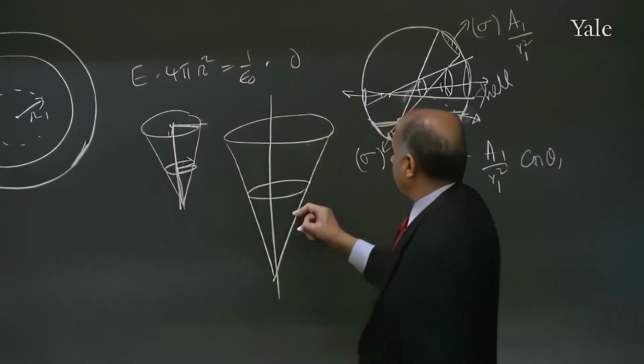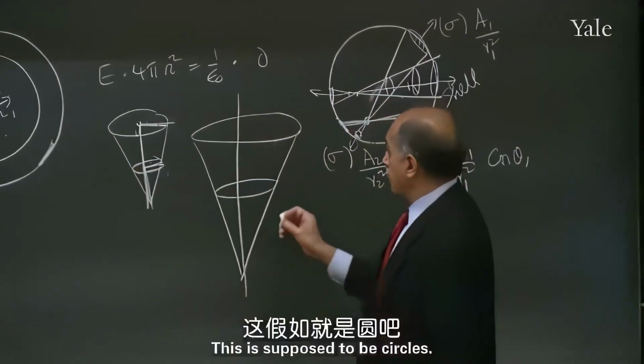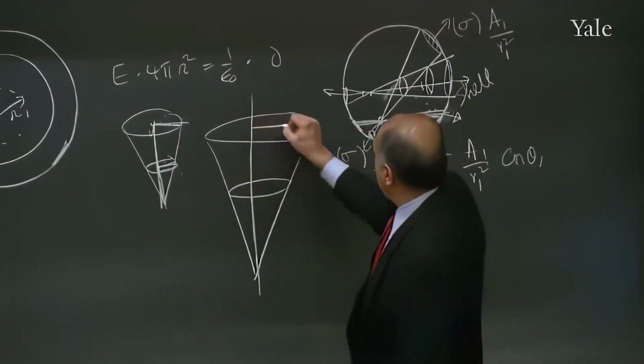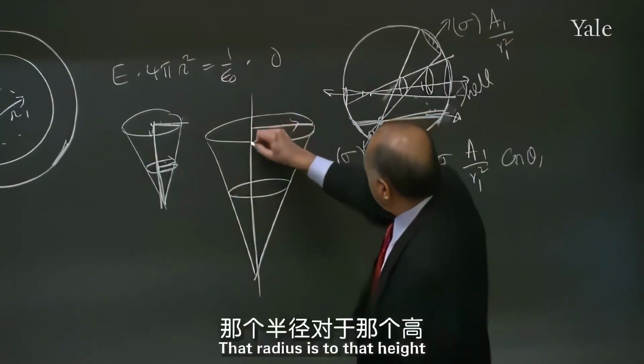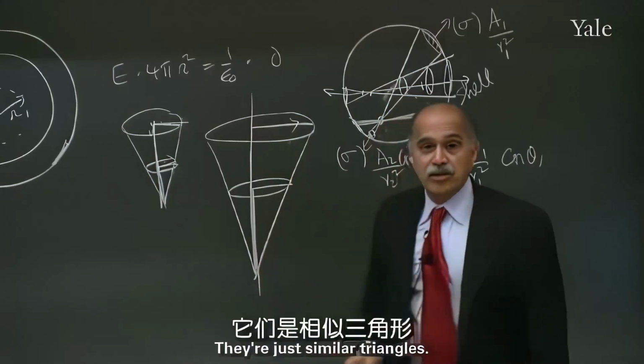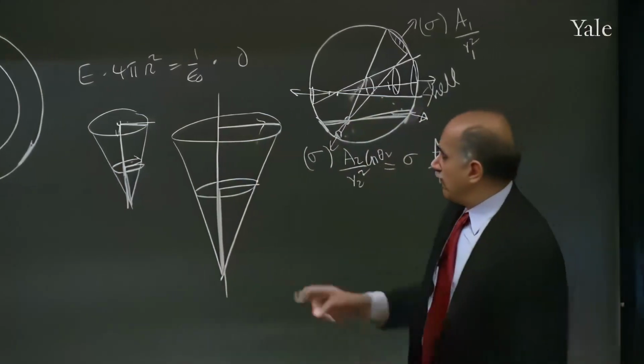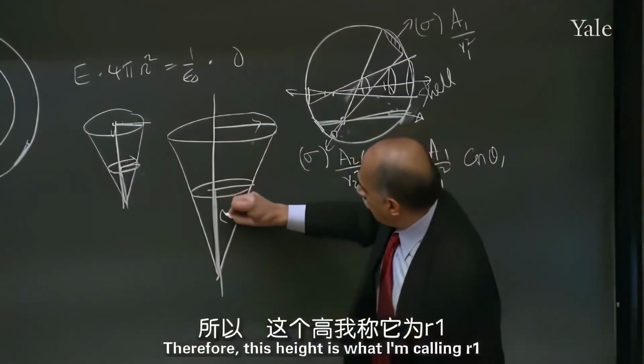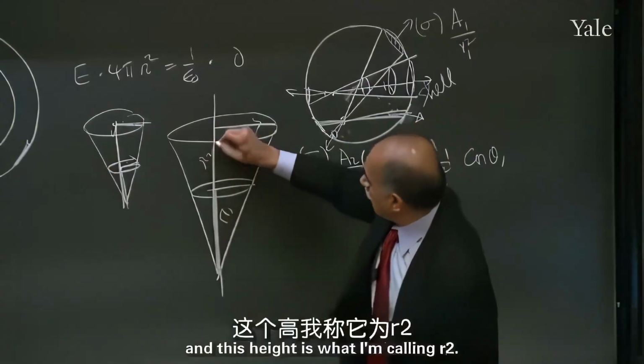Take two circles. Well, again, I screwed up. These are supposed to be circles. But this is at the center. That radius is to that height what this radius is to this height. That's just similar triangles. Therefore, this height is what I'm calling R1. This height is what I'm calling R2.